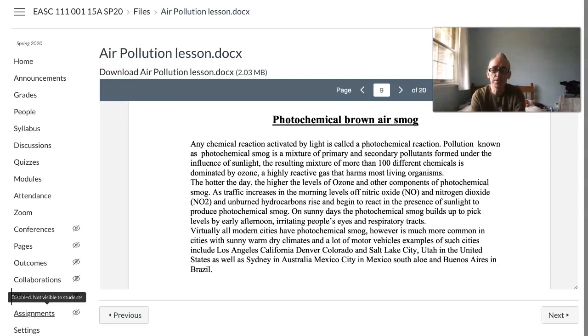Pollution known as photochemical smog is a mixture of primary, as we said in the previous video, unreacted, and secondary pollutants formed under the influence of sunlight. And the resultant mixture of more than 100 different chemicals is dominated by ozone, which is a highly reactive gas that is harmful to most living organisms.